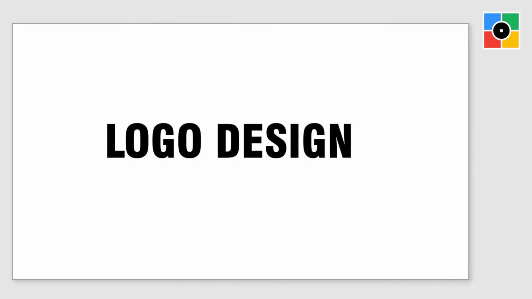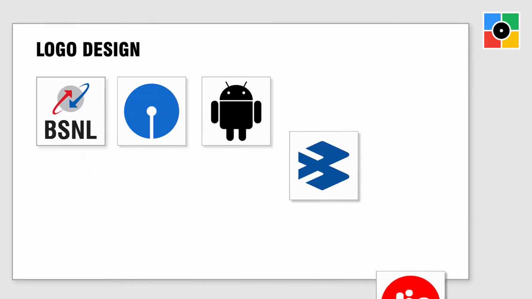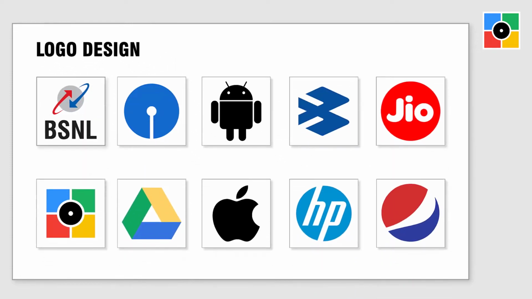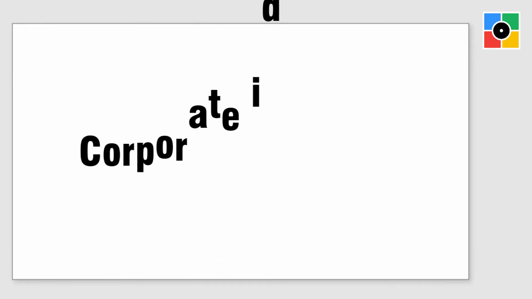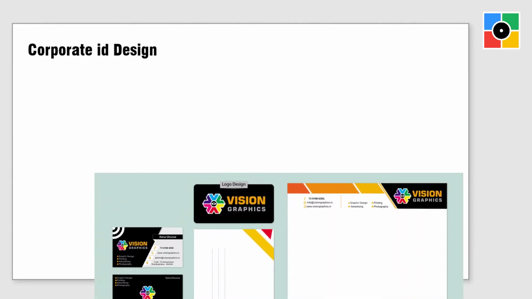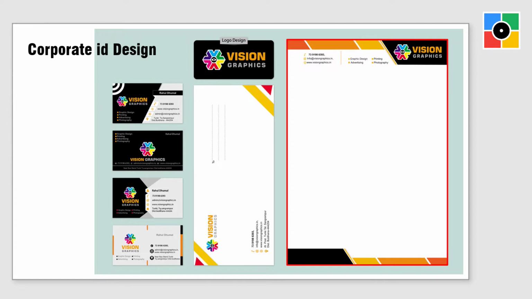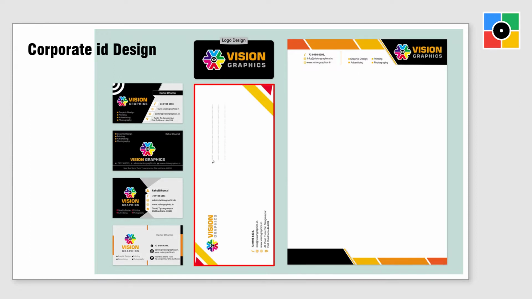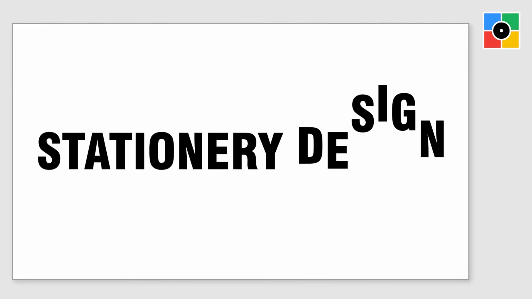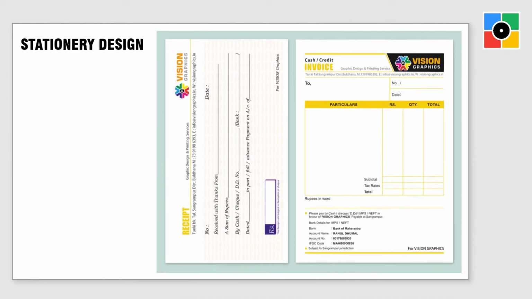Logo design. At the beginning of any business, there is a need to create a logo, which is known as the identity of that business. Corporate ID design. That means designing business cards, letterheads, and envelopes for that business, which is the first recognition and first impression of that business. Stationery design. Regular stationery required for business, like bill book, receipt book, etc., to be created.